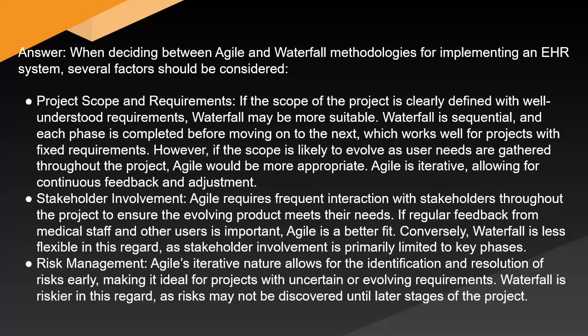Project scope and requirements. If the scope of the project is clearly defined with well-understood requirements, waterfall may be more suitable. Waterfall is sequential and each phase is completed before moving on to the next, which works well for projects with fixed requirements. However, if the scope is likely to evolve as user needs are gathered throughout the project, Agile would be more appropriate. Agile is iterative, allowing for continuous feedback and adjustment.